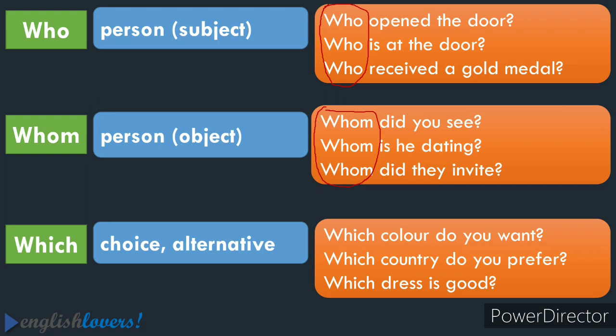Or which dress is good? So here also he wants to know the alternative or choice. So which is used for the choice or alternative.